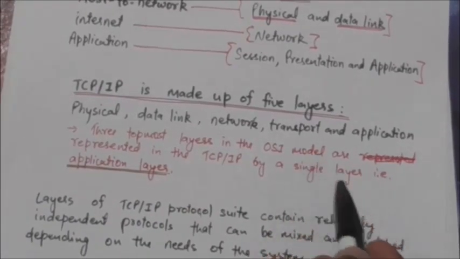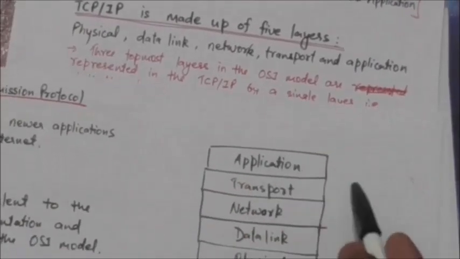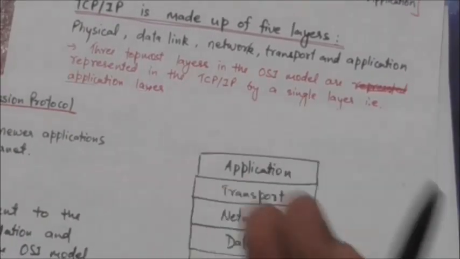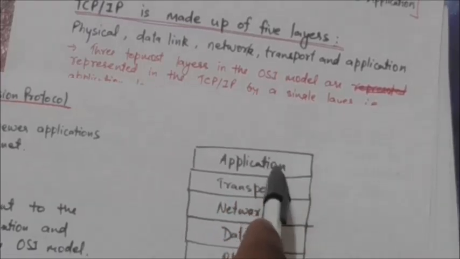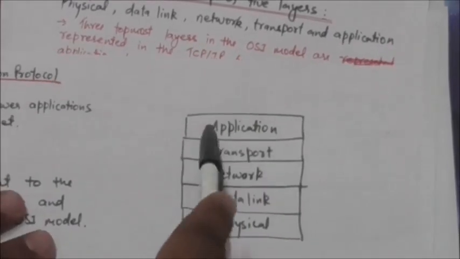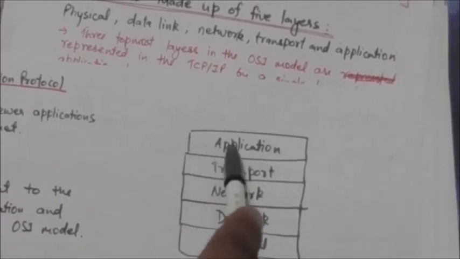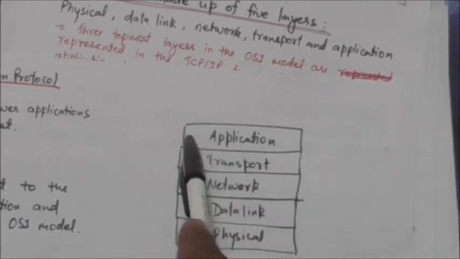Now what happens with the 3 topmost layers in the OSI model? They are represented in TCP/IP by a single layer which is called the application layer.